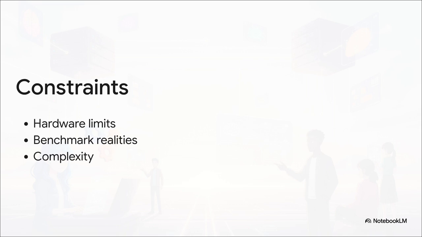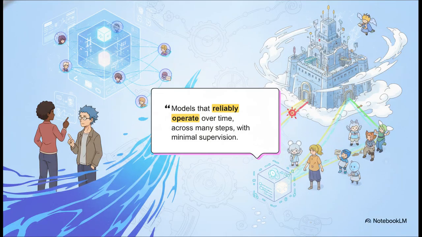And third, open does not mean easy. Building these multi-agent systems requires complex engineering, strict error handling, and deep tool integration to ensure it doesn't get stuck in some endless loop. Zooming out to the macro level for a second, the competition isn't just about who has the smartest chatbot anymore. It's about who can build models that reliably operate over time, across many steps, with minimal supervision. Figuring out how to verify these systems while they work independently is the entire AI field's next huge hurdle.